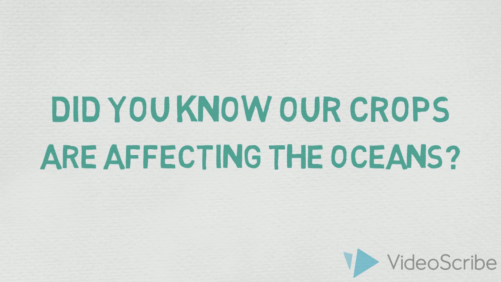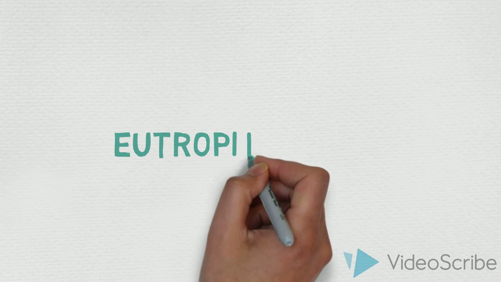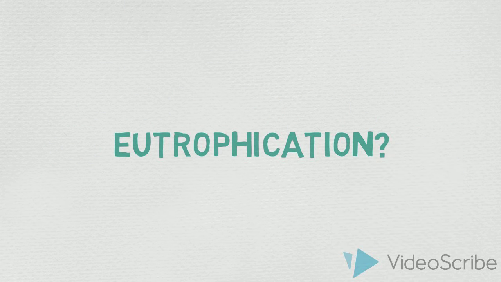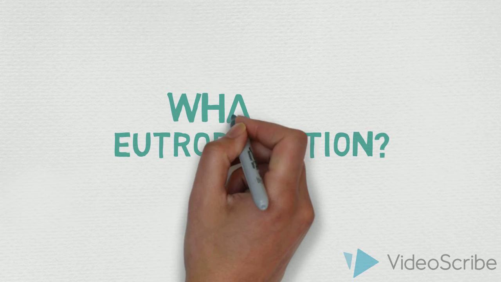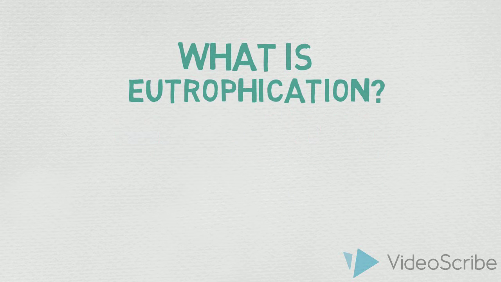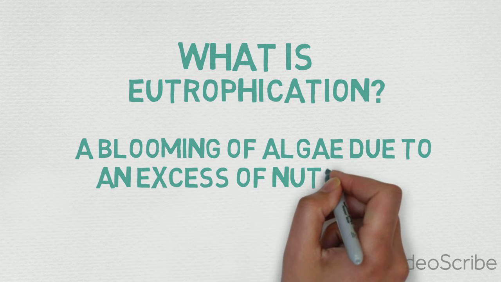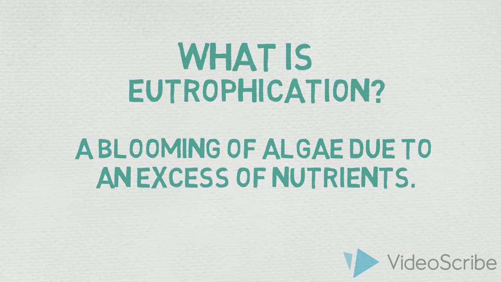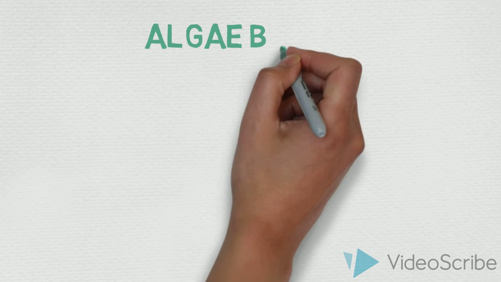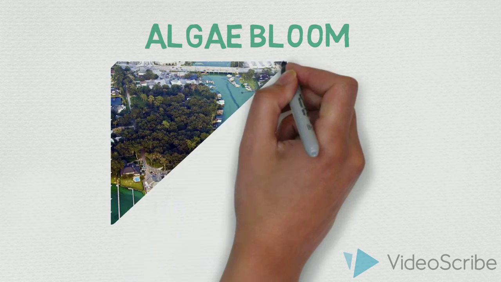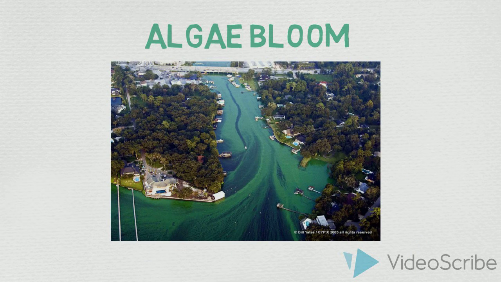You might be wondering how this would happen. Let's start off with this word, eutrophication. What is eutrophication? It's a blooming of algae due to an excess of nutrients. If you are curious of what an algae bloom looks like, here it is. The green in the water is from the algae on the surface.